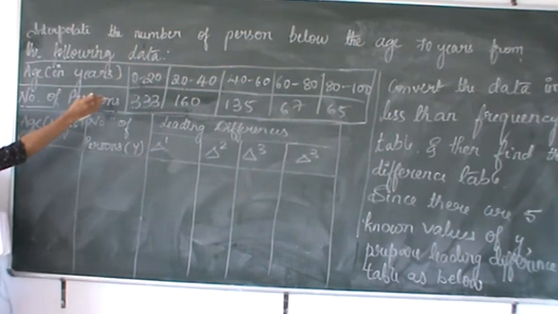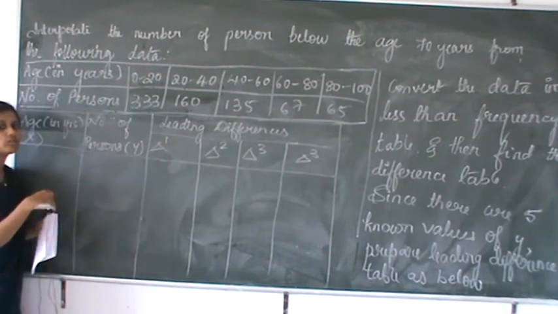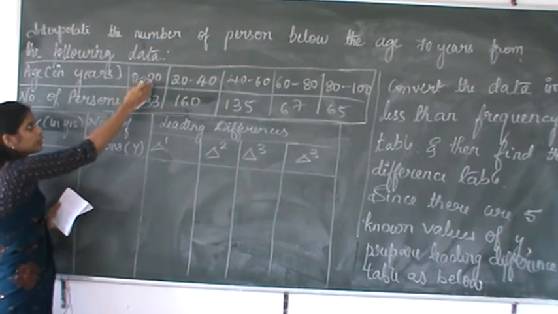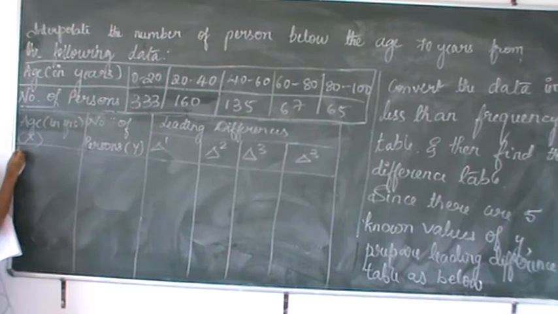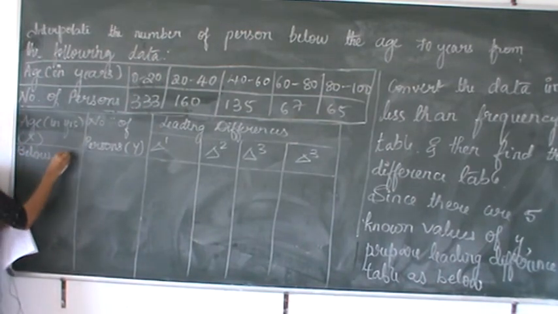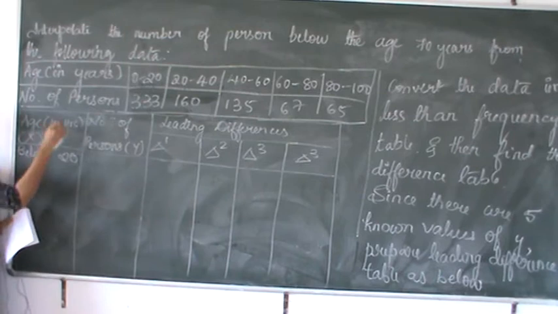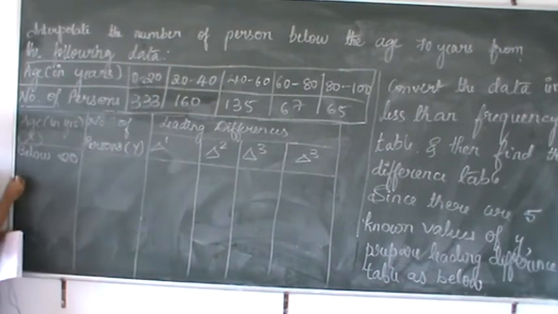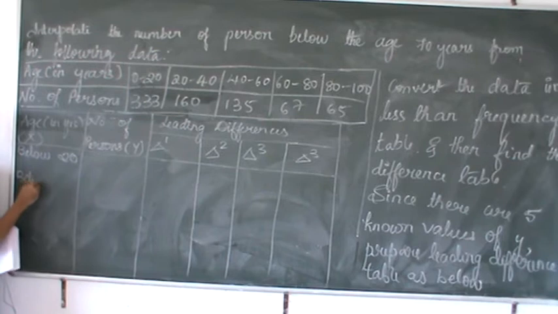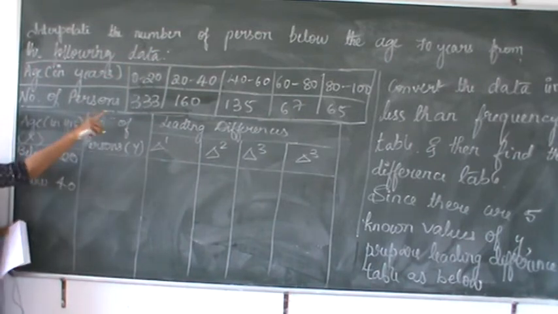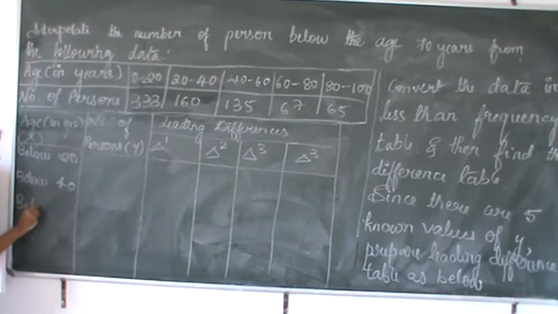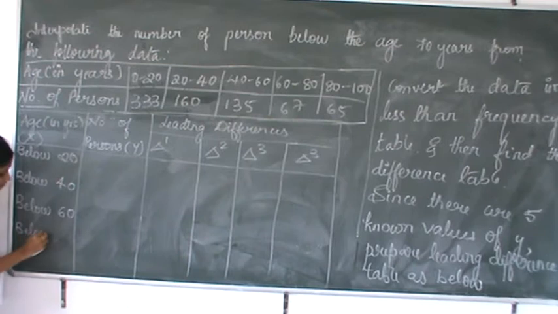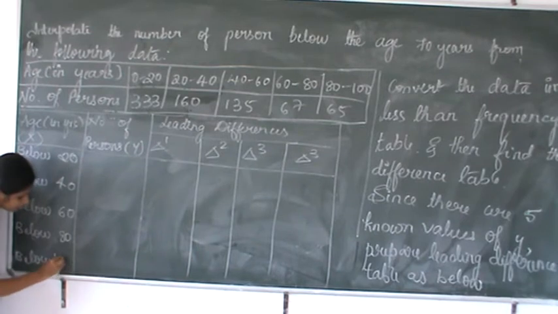First, age in years. 0 to 20. We are going to convert it into less than frequency. So 0 to 20 we can write as below 20. Next, 20 to 40 we can write as below 40. So leave one line. Next, 40 to 60 it will be below 60. 60 to 80 we can write as below 80. Lastly, 80 to 100 we can write as below 100.